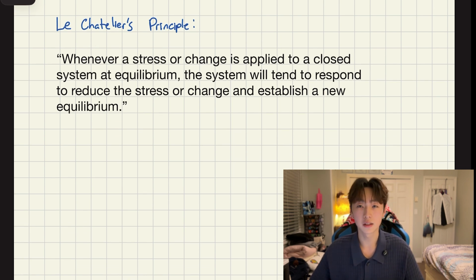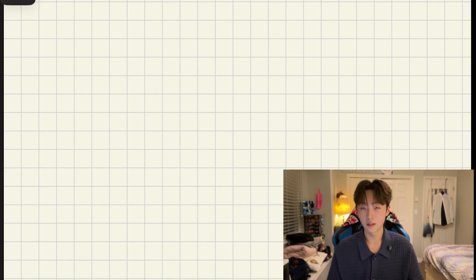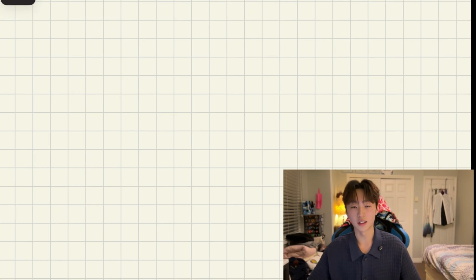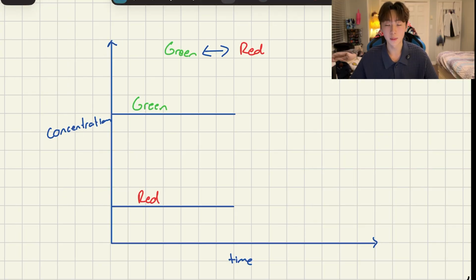Now this principle is actually a shortcut. It doesn't actually explain why the system would shift a certain way, but I'll get to that later. So let's look at different things that could happen to a system in equilibrium and how it will respond. Okay, let's look at what happens when we increase the concentration of something in an equilibrium.